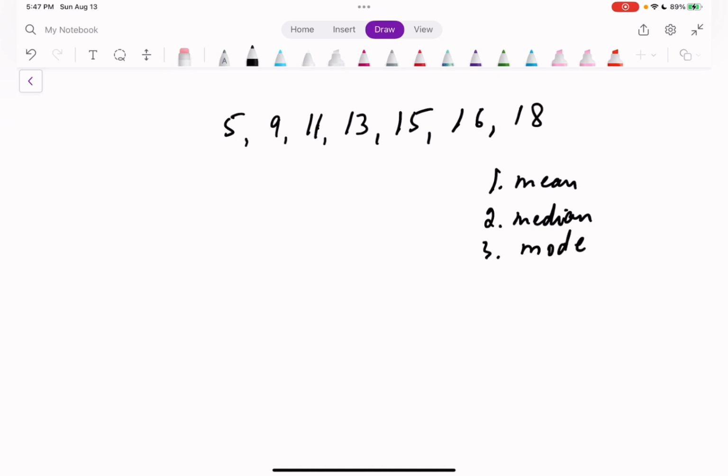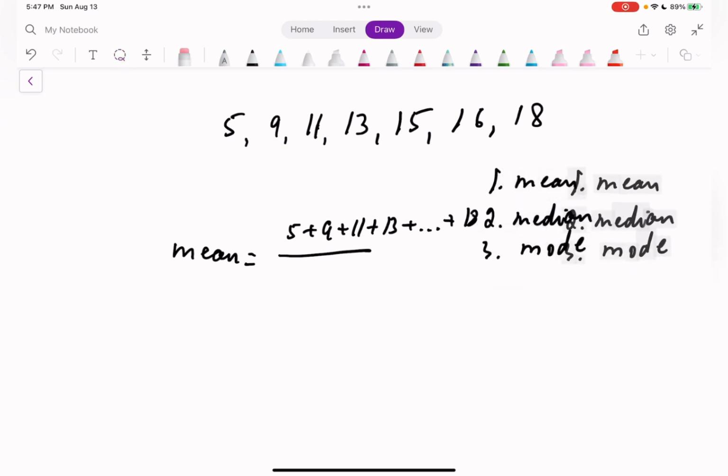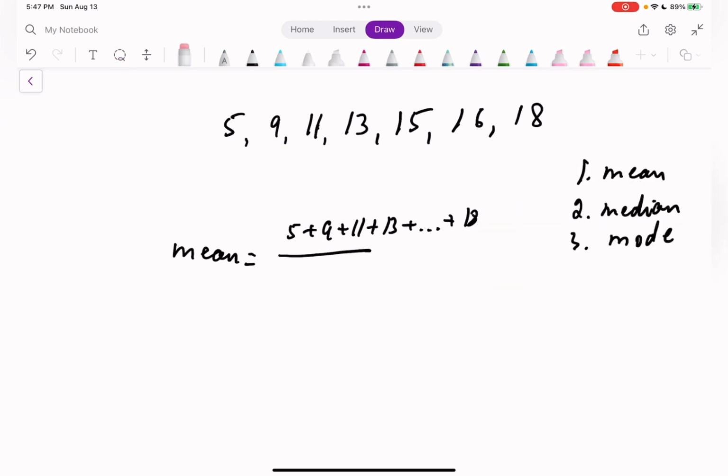Mean is nothing else but average. To find the mean, all you are doing is the arithmetic mean. So 5 plus 9 plus 11 plus 13 plus 15 plus 16, and plus 18. You add them up and divide by how many we have in total here: 1, 2, 3, 4, 5, 6, 7, so we divide by 7. Whatever result you get, that's going to be your mean.